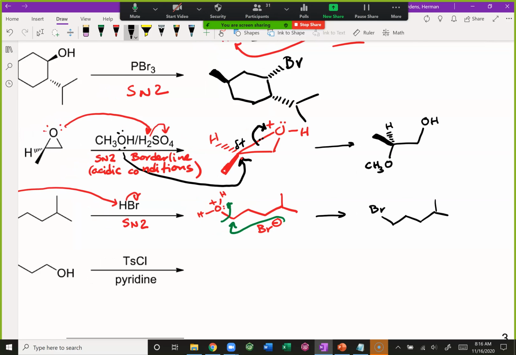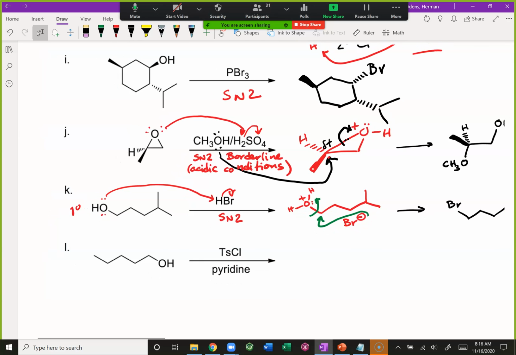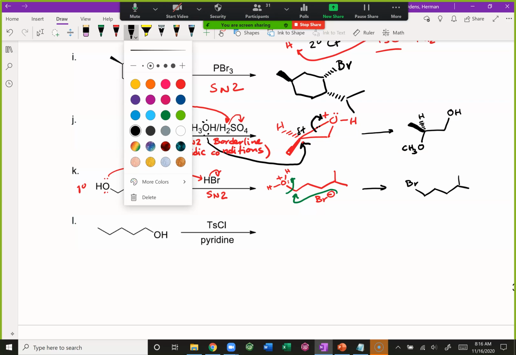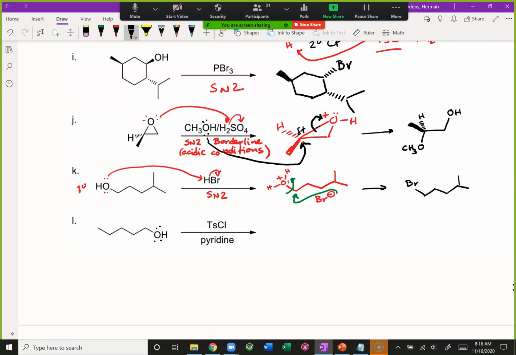All right, one more for this page, and we're gonna go to one more interesting page. So this is a protection of an alcohol. So this is not an SN1 or SN2. This simply is a substitution reaction where you're gonna substitute that H with a tosyl group. 1, 2, 3, 4, 5 carbons, and my tosyl group is the N. All right.